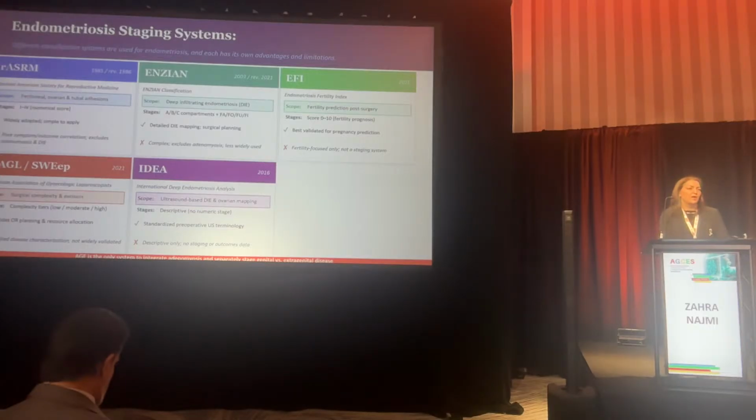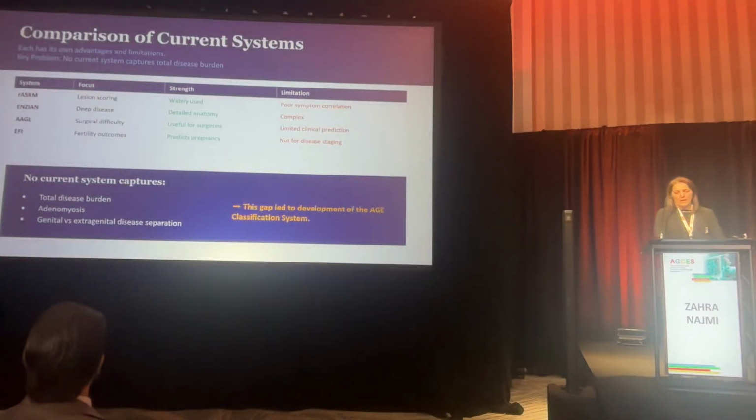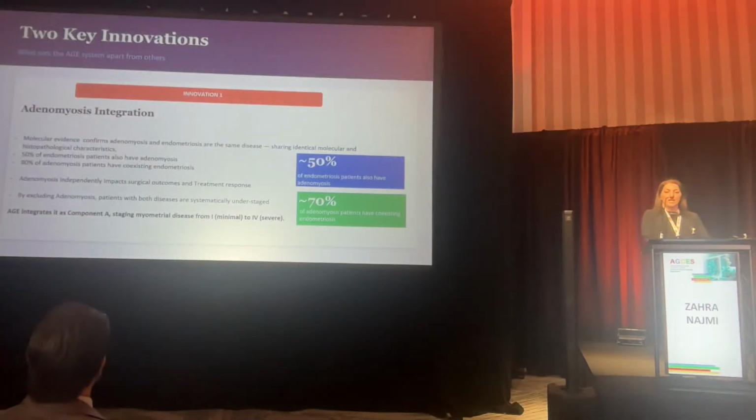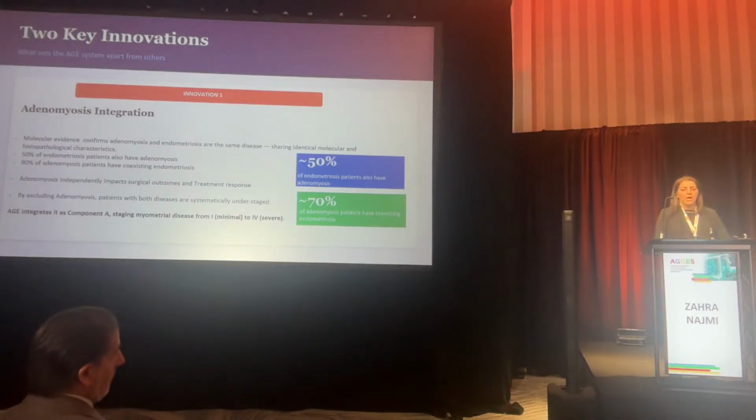And now we have our new classification system developed by Dr. Camran, the AGE classification system. I can go for the next. This classification system has 2 key innovations which set this system completely apart from the others. The first one is integrating adenomyosis. According to the molecular evidence, adenomyosis and endometriosis could be the same disease, sharing the same molecular and histopathology characteristics.